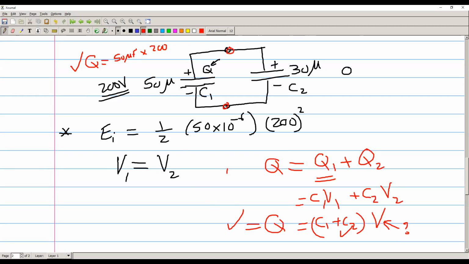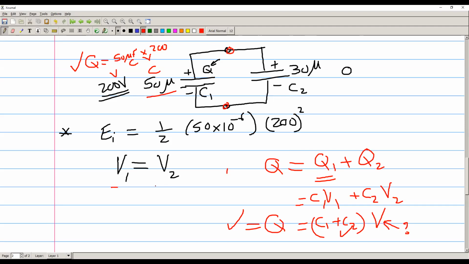Is that clear? Before you connect the second capacitor, you already have charges here. Based on the information, this is C and this is V, and the charge, by definition, is equal to C times V. So you can compute from this the initial charge. This initial charge will be divided between capacitor 1 and capacitor 2. The charge for capacitor 1 is equal to C1 V1. The charge for capacitor 2 is equal to C2 V2.